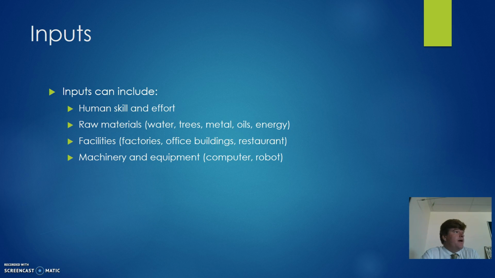Okay, the different inputs that we might look at. Human skills and effort. So what are the people resources that we've got and what do they do? Are there raw materials? Things like water or trees, dirt, if you're thinking of a farm, seeds. A lot of things use energy, maybe in the form of oil or electricity. What are the facilities? School campus, maybe a factory, an office building, a restaurant. And what machinery and equipment have you got that are the inputs?